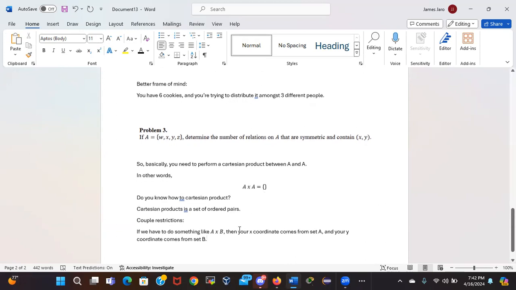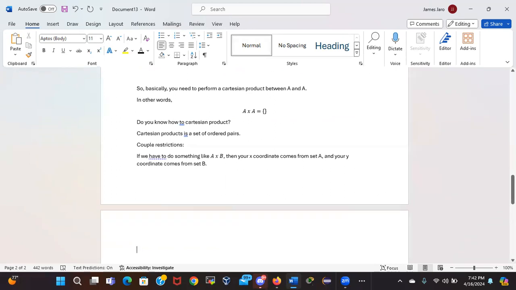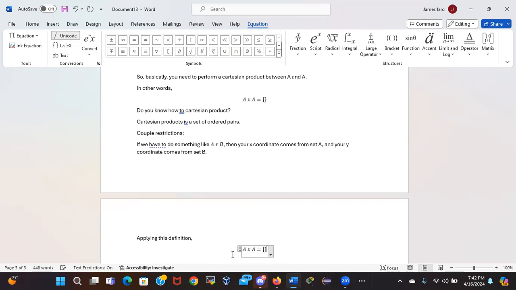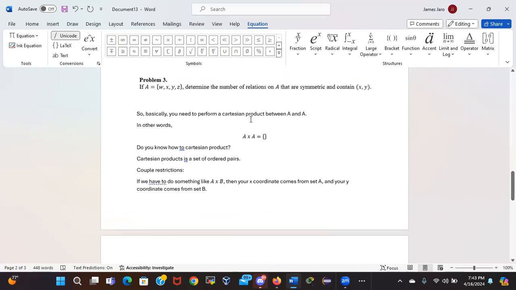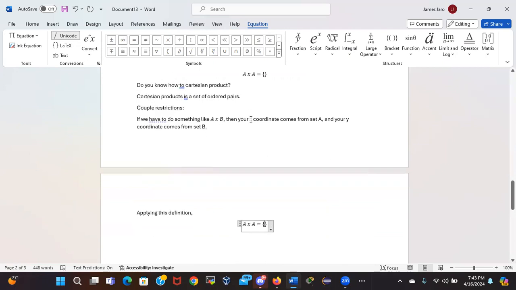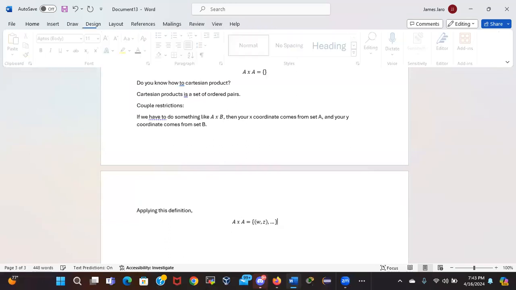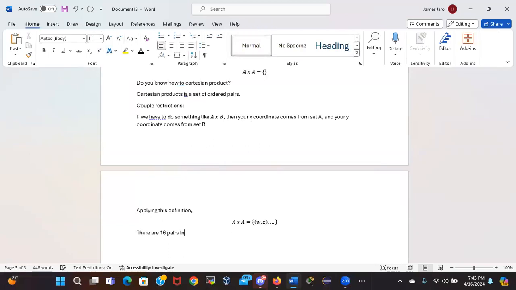Does that make sense? So try applying this definition. What does the Cartesian product look like if I do A cross A? Like, what's an example of an ordered pair that I could make using set A as my X and my Y? WZ, anything else? Yeah, so on and so forth. The TLDR is there are 16 pairs in total. Yeah, there should be 16 pairs.